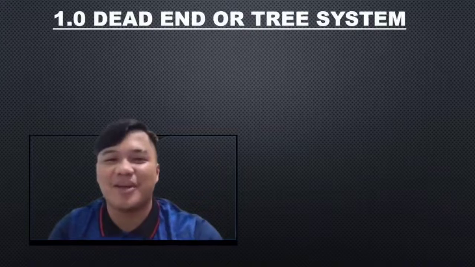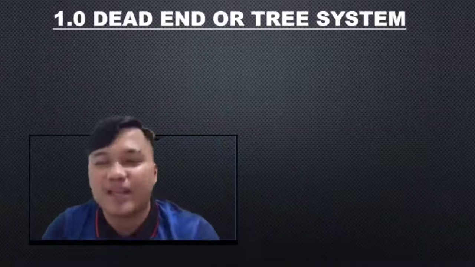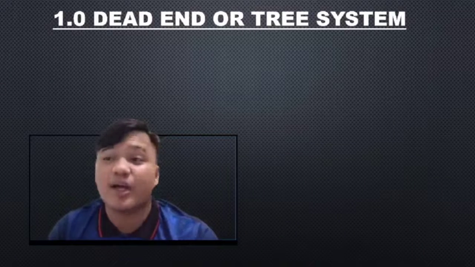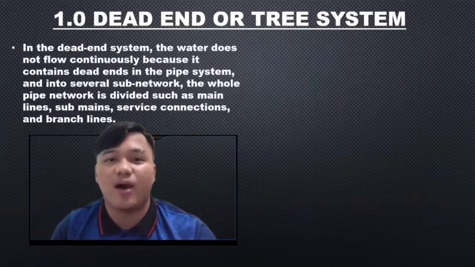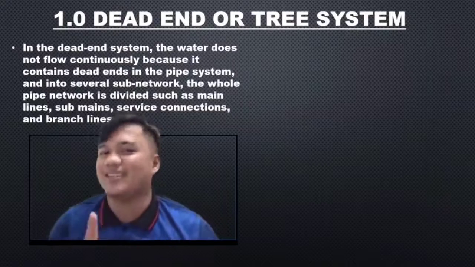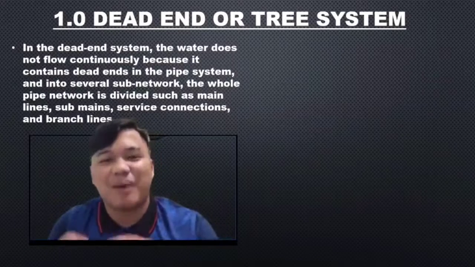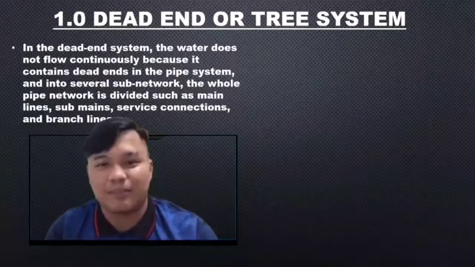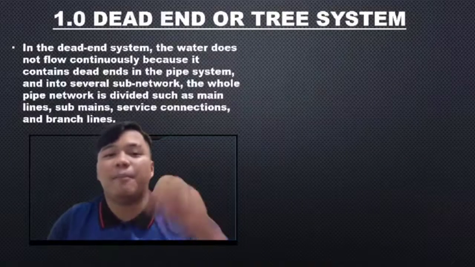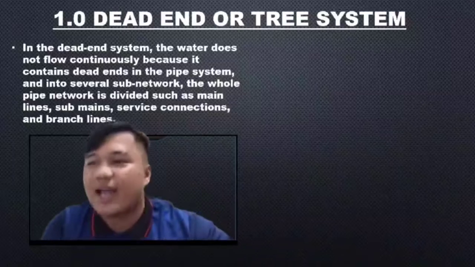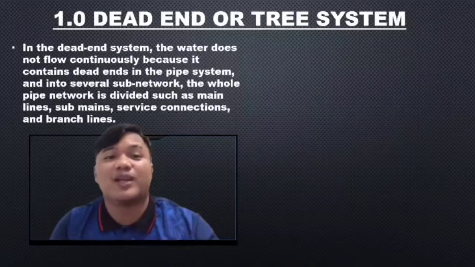So today I'm going to explain to you about the dead end system. In this system, the water does not flow continuously. Why? Because it contains dead ends in the pipe system and is divided into several sub-networks. The whole pipe network is divided into main lines, sub lines, service connections, and branch lines.